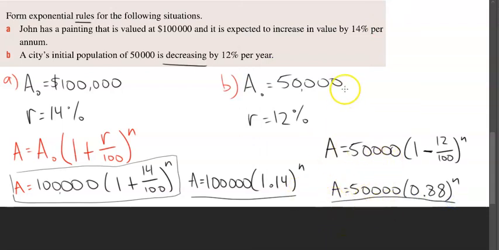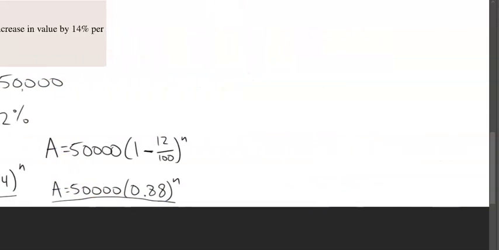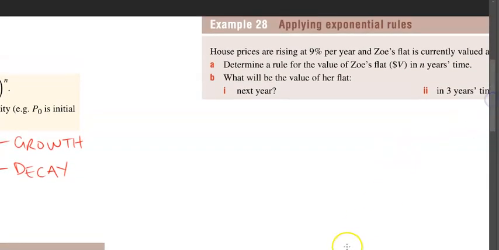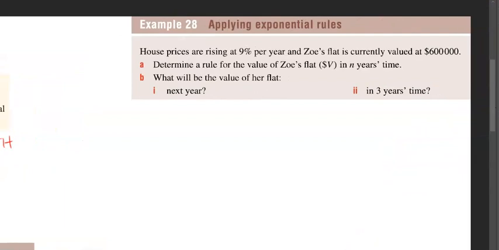Now, this is just the rule, all right? Once we got the rule, we can then use that rule to go ahead and answer a question that looks like this. And this will be the last example. House prices are rising at 9% per year, and Zoe, shout out to Zoe, Zoe's flat is currently valued at $600,000. We're going to look at determining a rule for the value of Zoe's flat in dollars in n years time, and then we're going to use that rule to determine what the value of the flat will be within 1 year or the next year, and then in 3 years time.